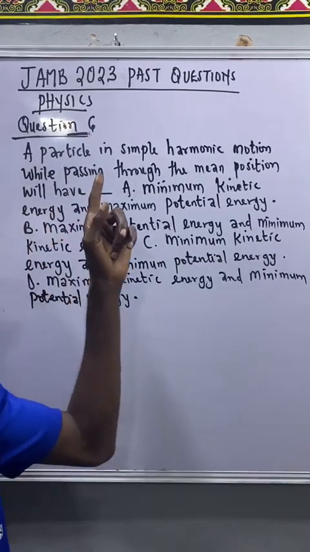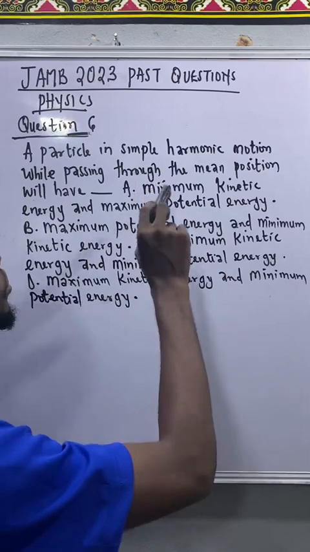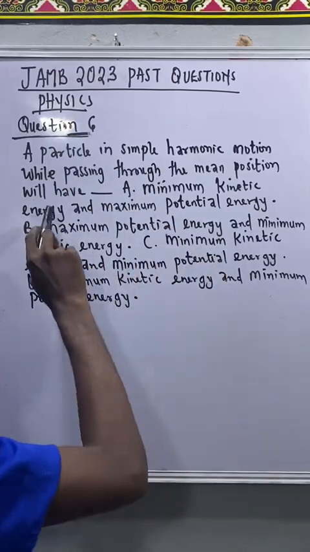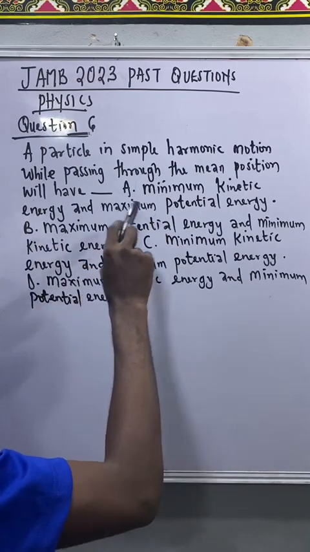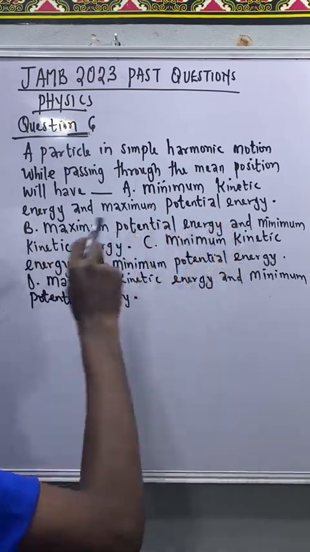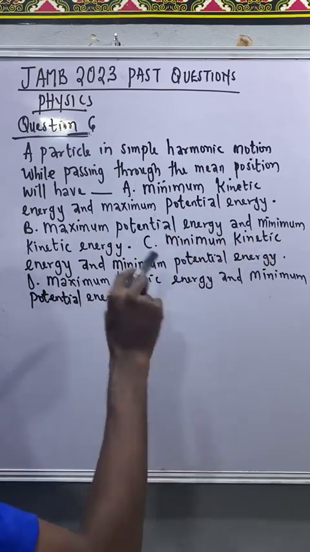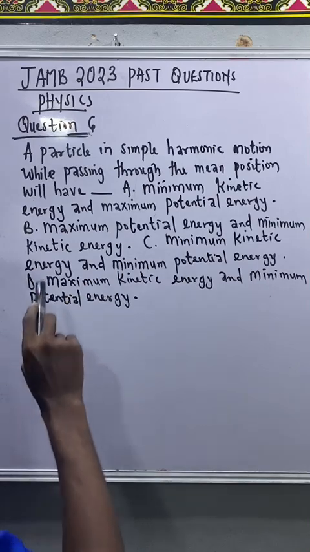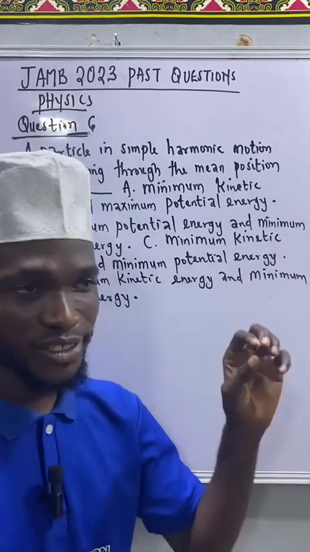JAMB 2023 past question 6, physics. A particle in simple harmonic motion while passing through the mean position will have dash. A, minimum kinetic energy and maximum potential energy. B, maximum potential energy and minimum kinetic energy. C, minimum kinetic energy and minimum potential energy. D, maximum kinetic energy and minimum potential energy.